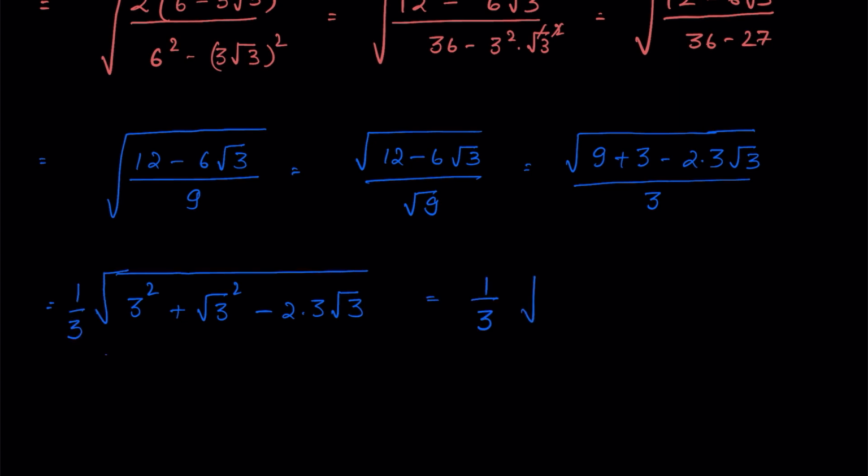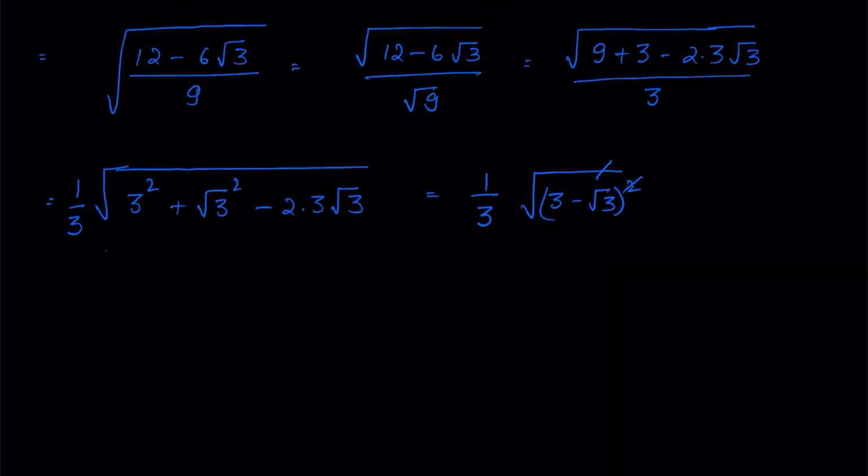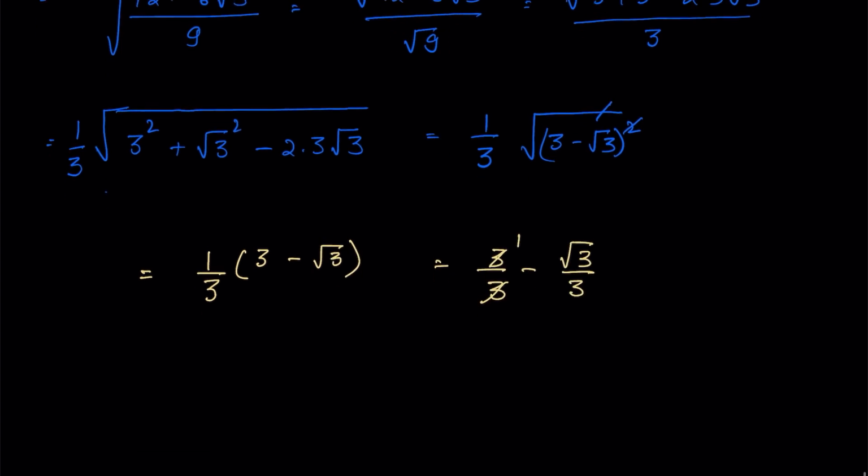Now 1 upon 3 times, this is in the form of a square plus b square minus 2ab, so we can write a minus b whole square. Now remove the square root with this square, so this is equal to 1 upon 3 times 3 minus, or 3 upon 3 minus square root of 3 upon 3. This is equal to 1 minus square root of 3 upon 3.